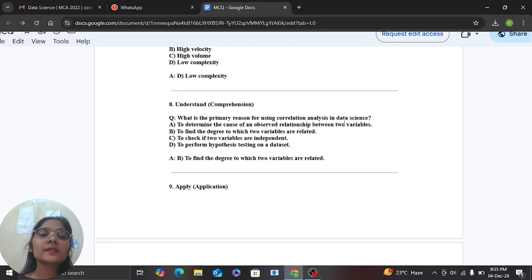Now the another one is, which is the primary reason for using correlation analysis in data science? It means that for what reason we use a correlation matrix in data science. The answer is to find the degree to which the variables are related.